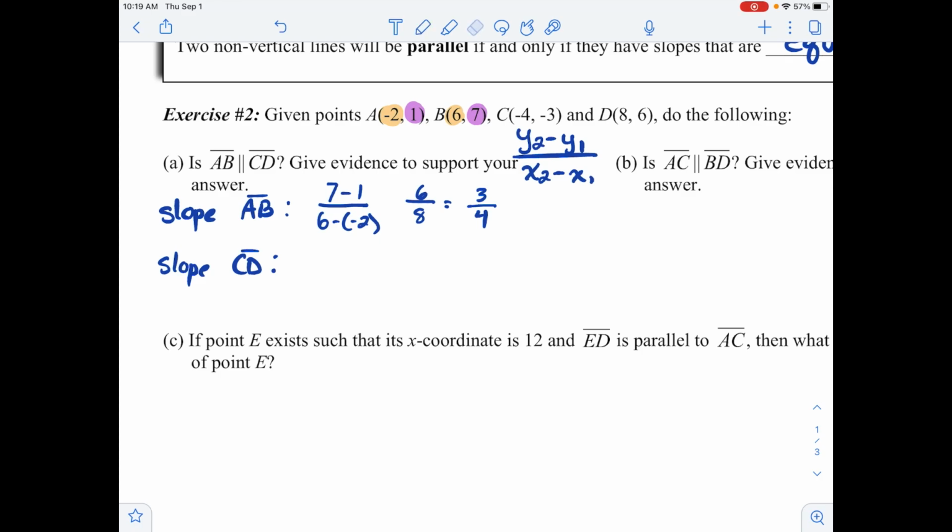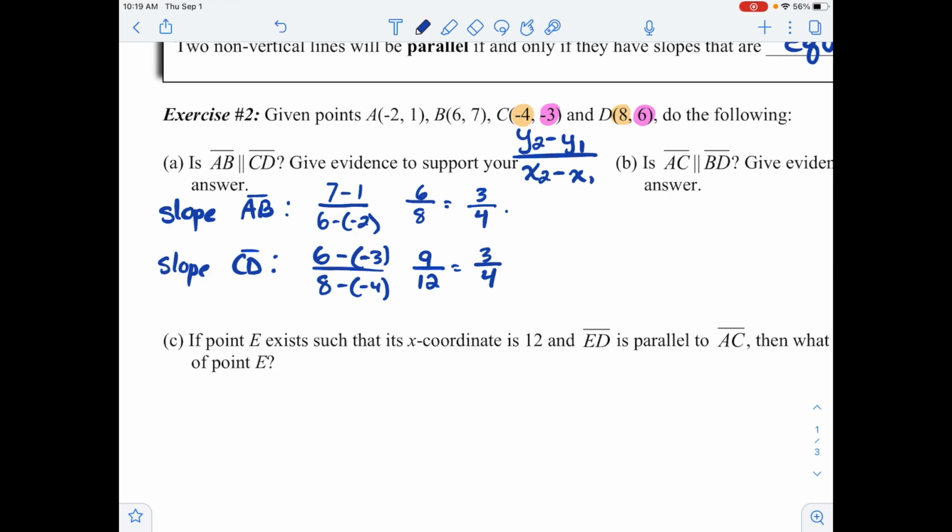So now let me find the slope of CD. I'm going to do the same thing, but this time I'm looking at C and D. Here are my x's. Here are my y's. So y2 minus y1 over x2 minus x1. That's going to be 9/12, which reduces to 3/4.